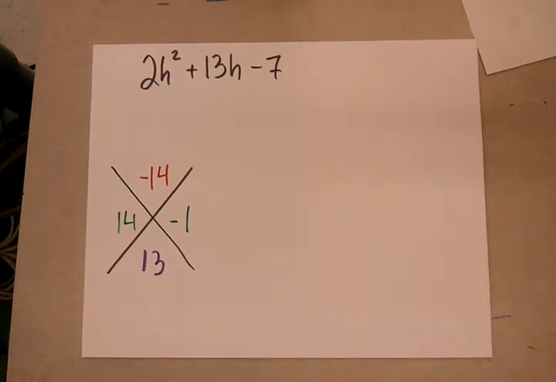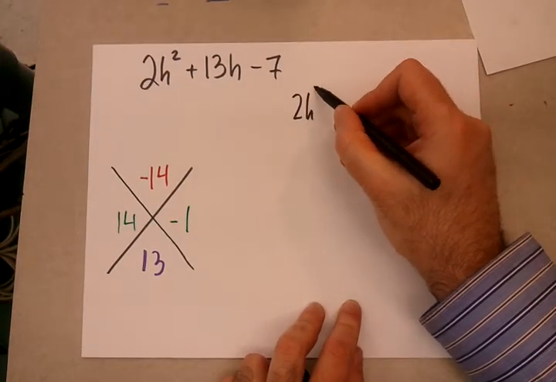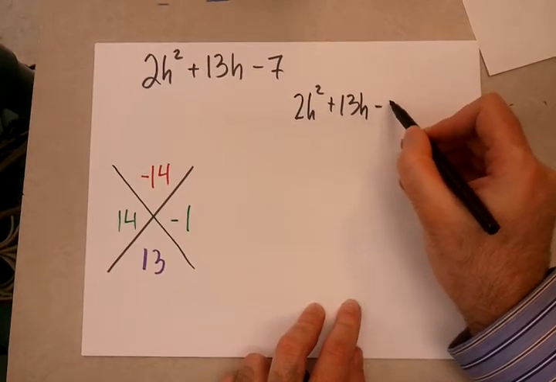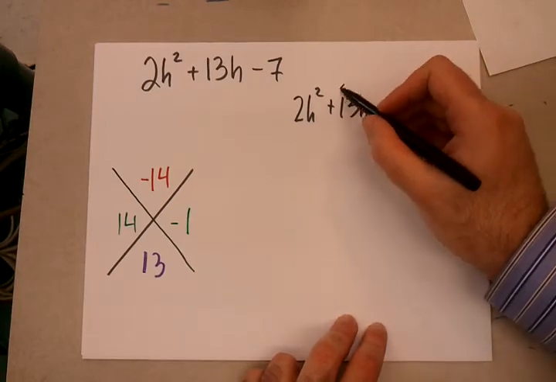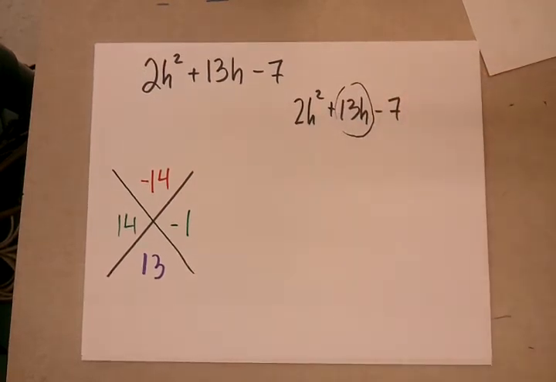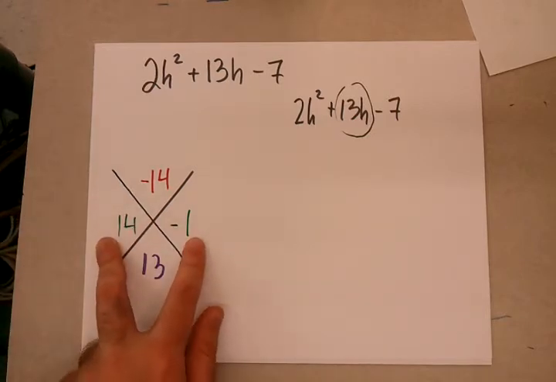That wasn't so bad. I'm going to rewrite this expression right over here. 2h squared plus 13h. Not an equation, an expression. No equal sign. Next step is to split the middle term. So we're going to split it up. Now the 13h can be split in very different ways, but specifically I'm going to split it using the 2 side numbers of the diamond.